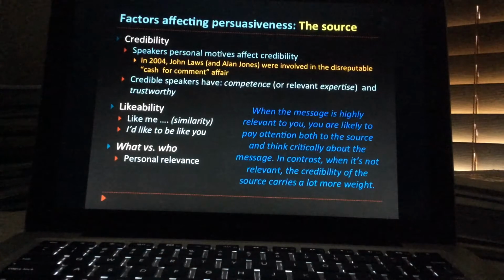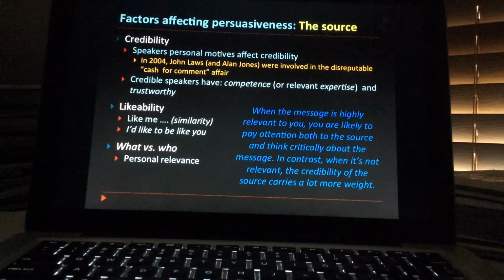Some situations have messages that are highly relevant to you, personal relevance. I've got a note here: when the message is highly relevant to you, you are likely to pay attention to both the source and to think critically about the message. So we're going to be thinking about both the source and the content of the message. But in contrast, when it's not relevant to you, the credibility of the source carries a lot more weight.